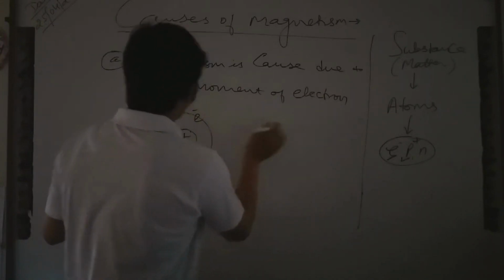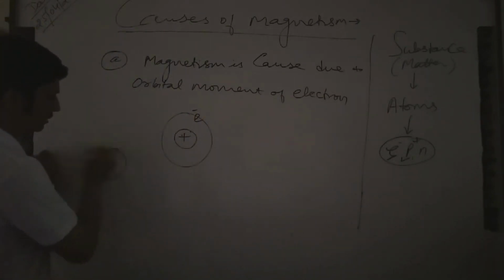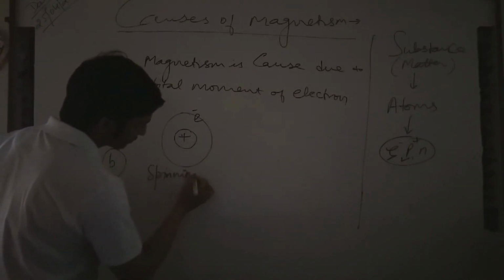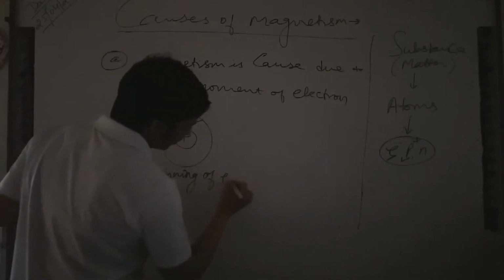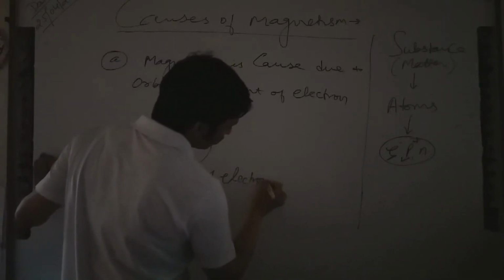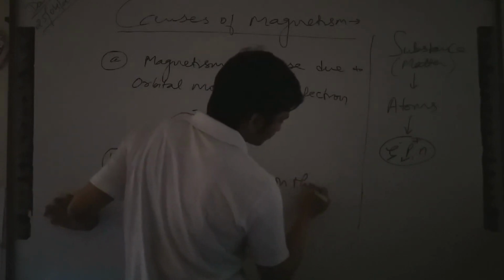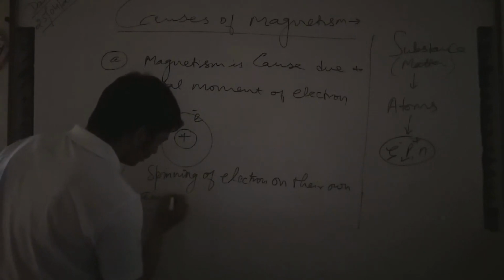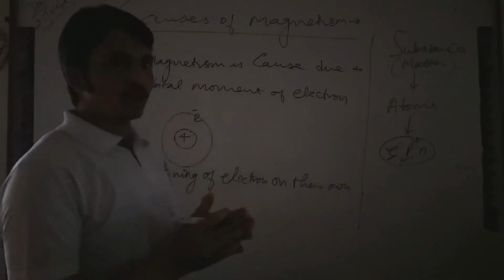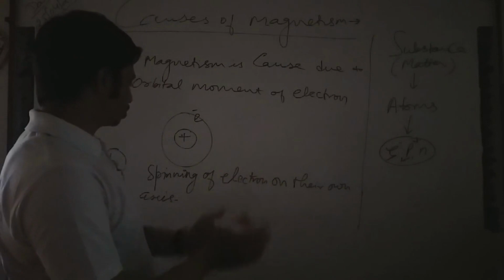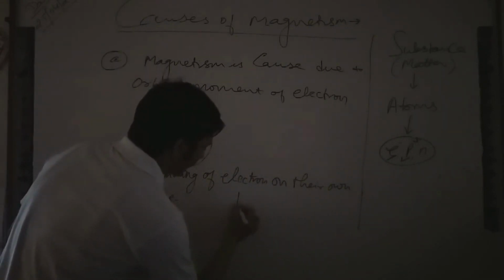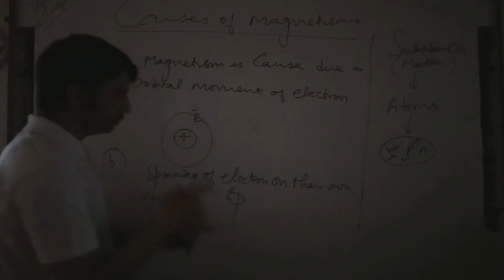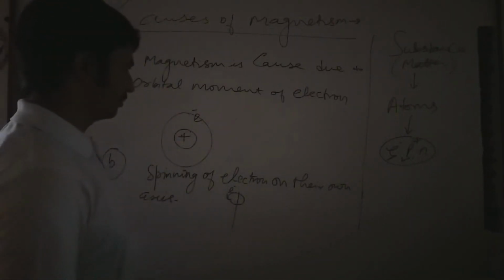The second cause of magnetism of matter is spinning of electrons on their own axis. When an electron spins on its own axis, it will also be a cause of magnetism. Like that, electrons revolving around their own axis will also be a cause of the magnetism.